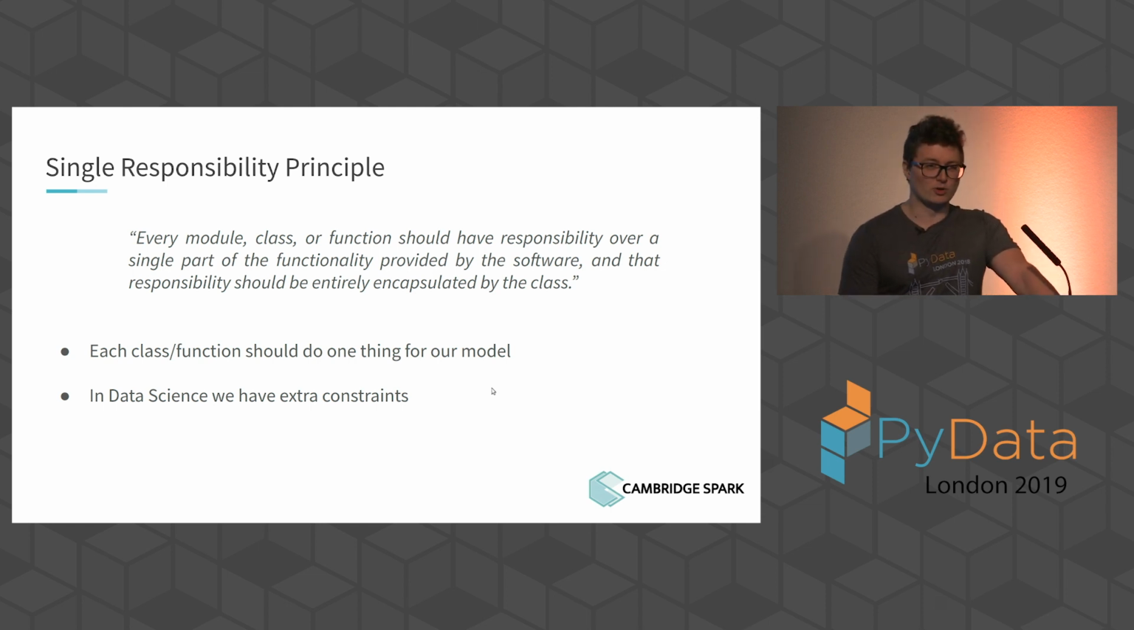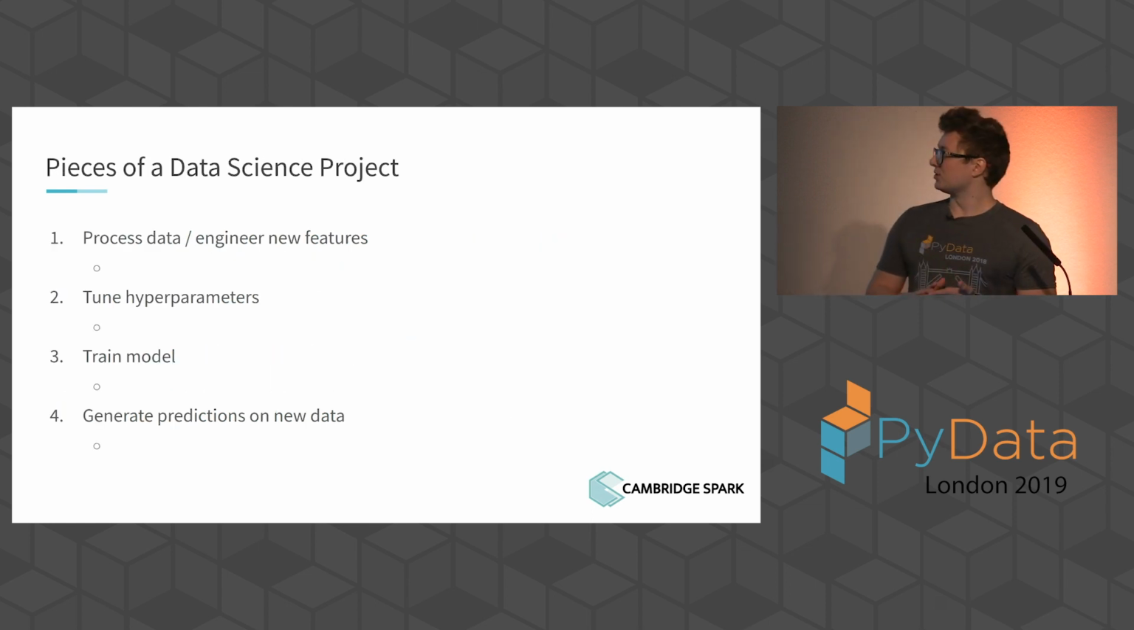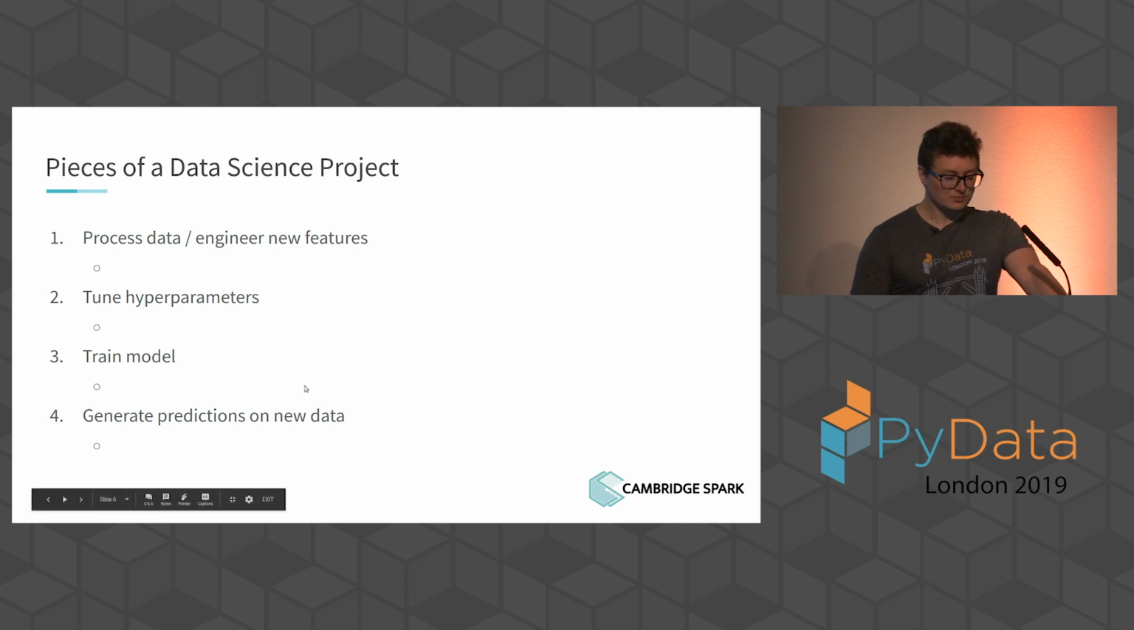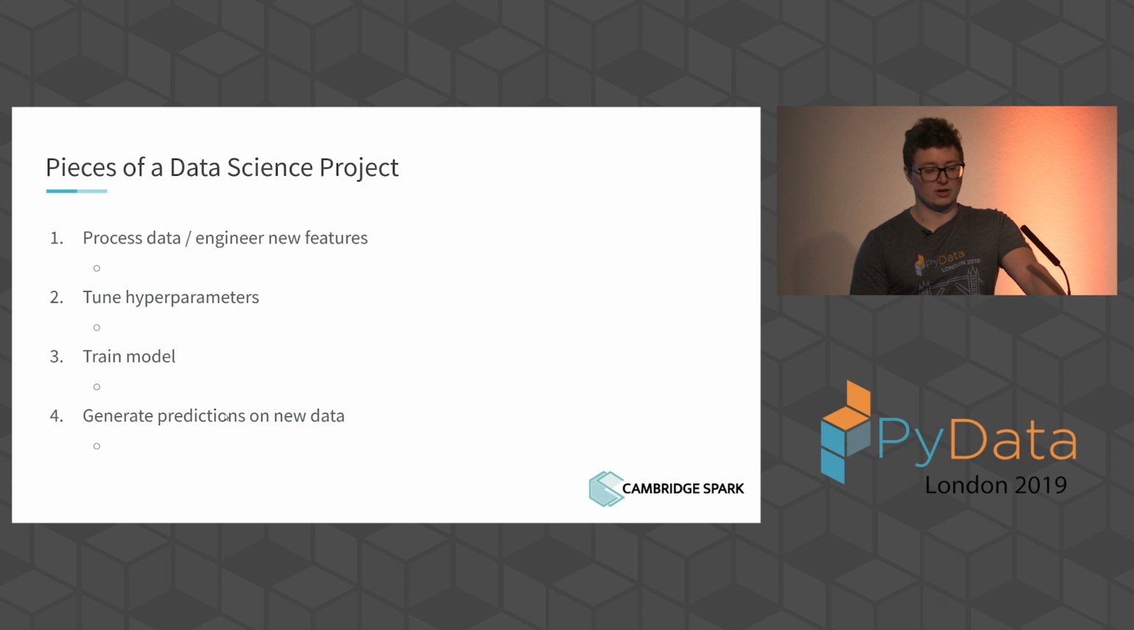But then in data science, it's a little bit more complicated. There are a lot of other constraints that appear there because of the nature of what we're trying to achieve. And that's also what we'll discuss here. So in order to do that, I'd like to first go through the main stages of a data science project. So you'll have, at some point, to process some data, to engineer some new features from existing data that you've got available. You will have to tune some hyperparameters of your model to try to find the best values. You will have to train your model on some data that you have already pre-processed, and after, you will have to generate predictions on new data. So let's go through all those steps and see what we need to care about to make those maintainable.